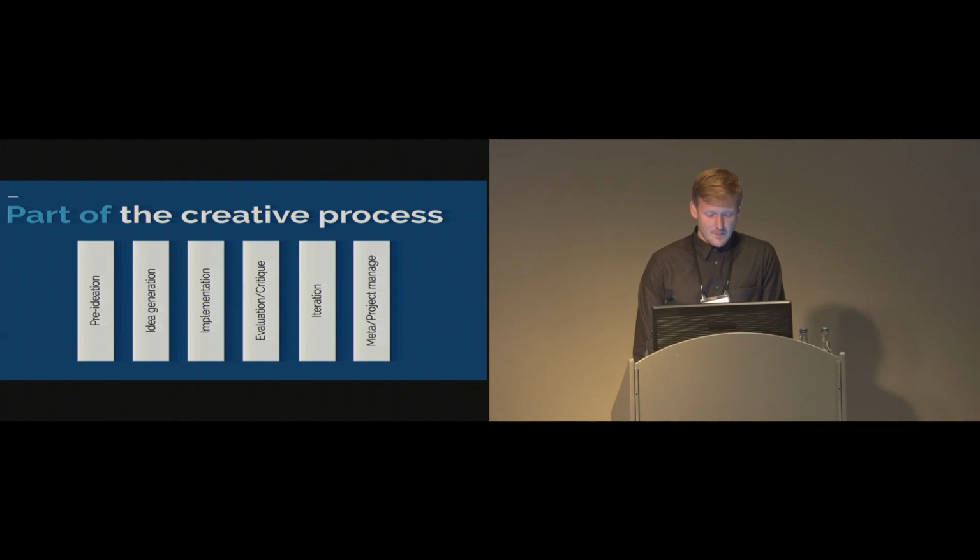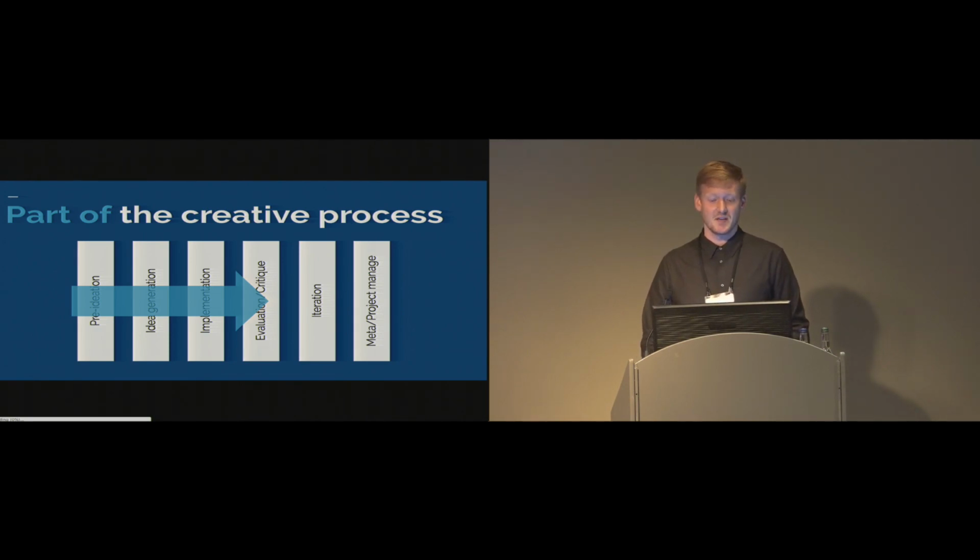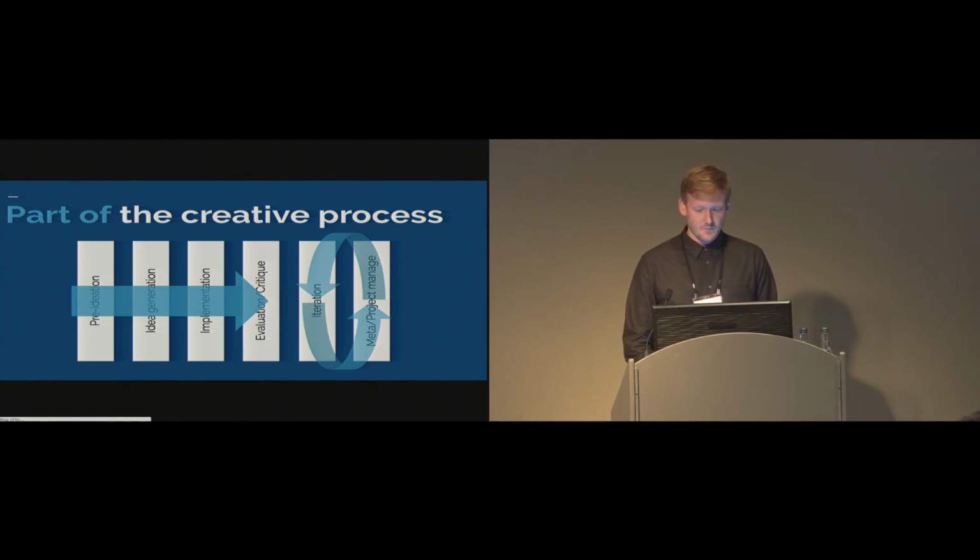This is basically a very basic mapping of the creative process with four steps: pre-ideation, idea generation, implementation, and evaluation. And then during the coding, we realized that we also needed a couple of meta steps, something that doesn't really fit into this linear model of the creative process. In this case, we have iterations, so tools that support going over several iterations of the creative process, or managing or planning the process as it unfolds.